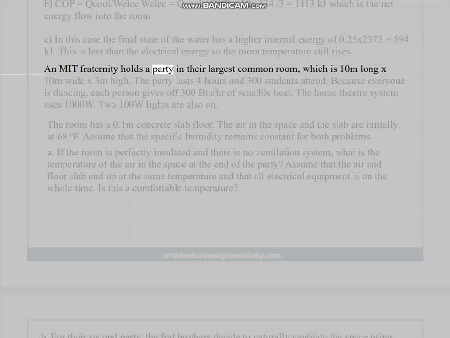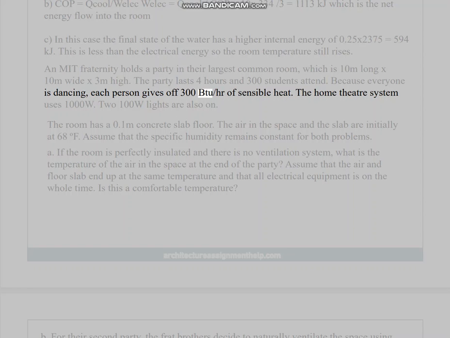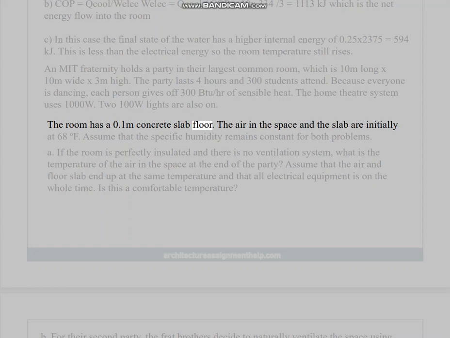An MIT fraternity holds a party in their largest common room, which is 10 m long x 10 m wide x 3 m high. The party lasts 4 hours and 300 students attend. Because everyone is dancing, each person gives off 300 BTU/HR of sensible heat. The home theater system uses 1000 W. 2 100 W lights are also on. The room has a 0.1 m concrete slab floor. The air in the space and the slab are initially at 68 degrees Fahrenheit. Assume that the specific humidity remains constant for both problems.